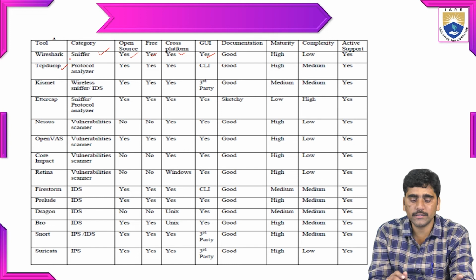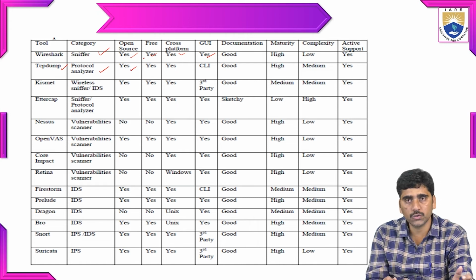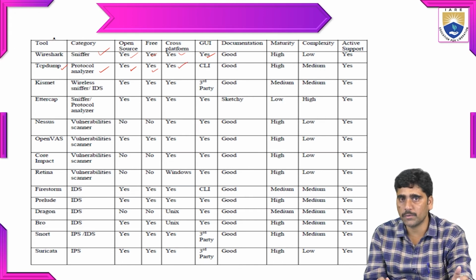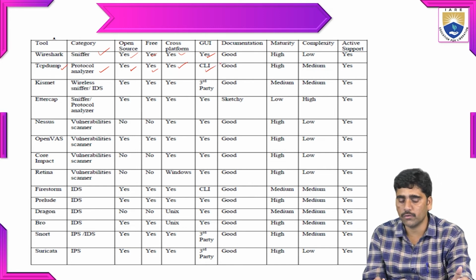TCP dump is a type of protocol analyzer, and it is open source, free of cost, and cross platform. It is operating system independent, and it operates in CLI mode only, command line interface mode.